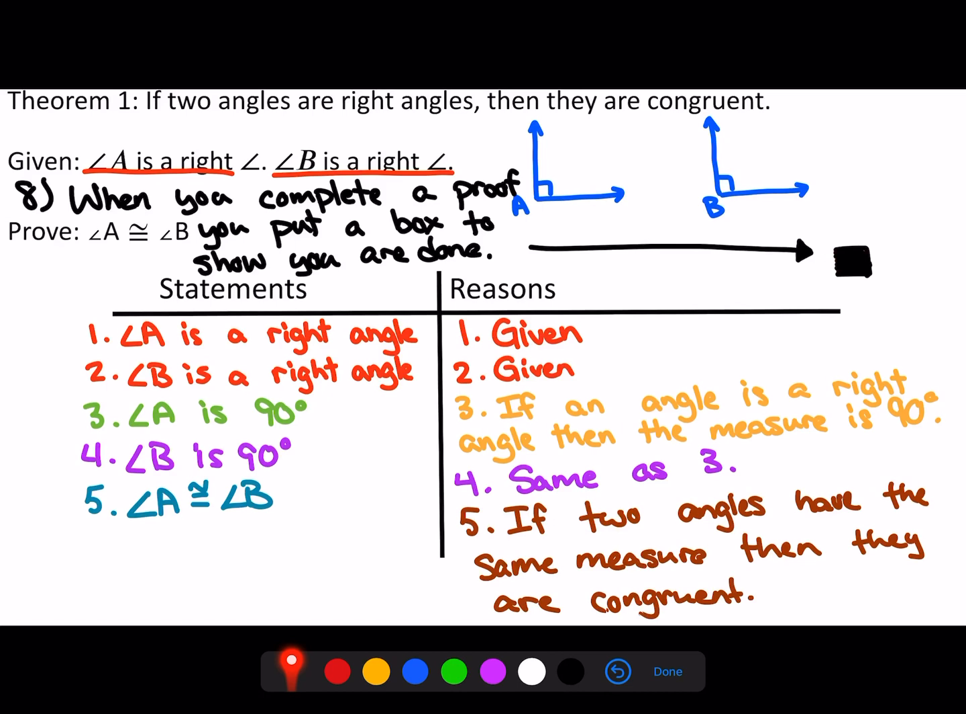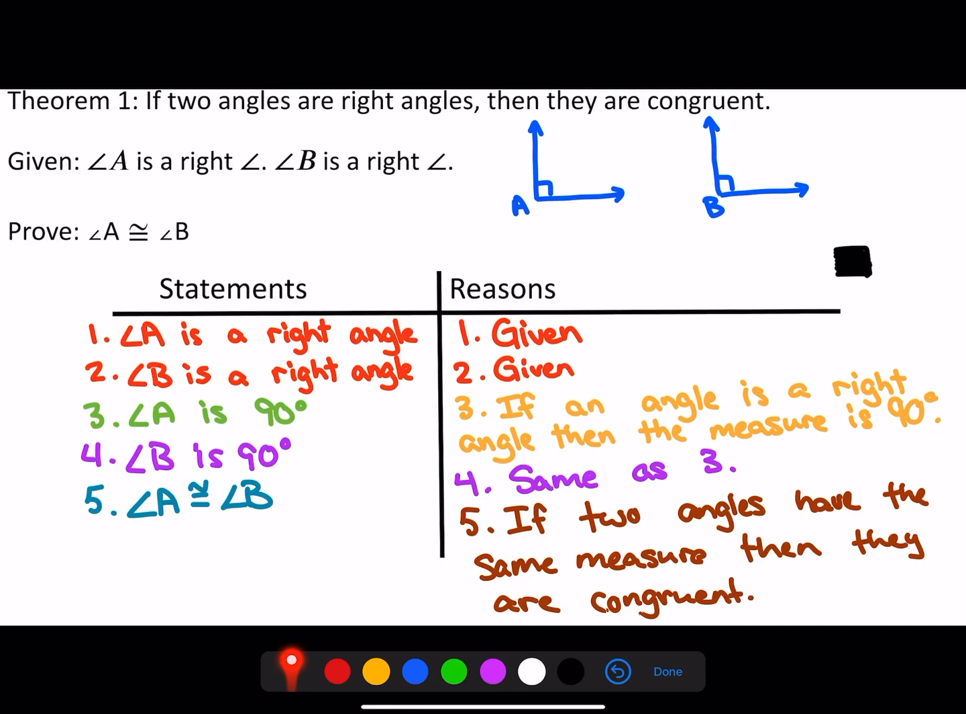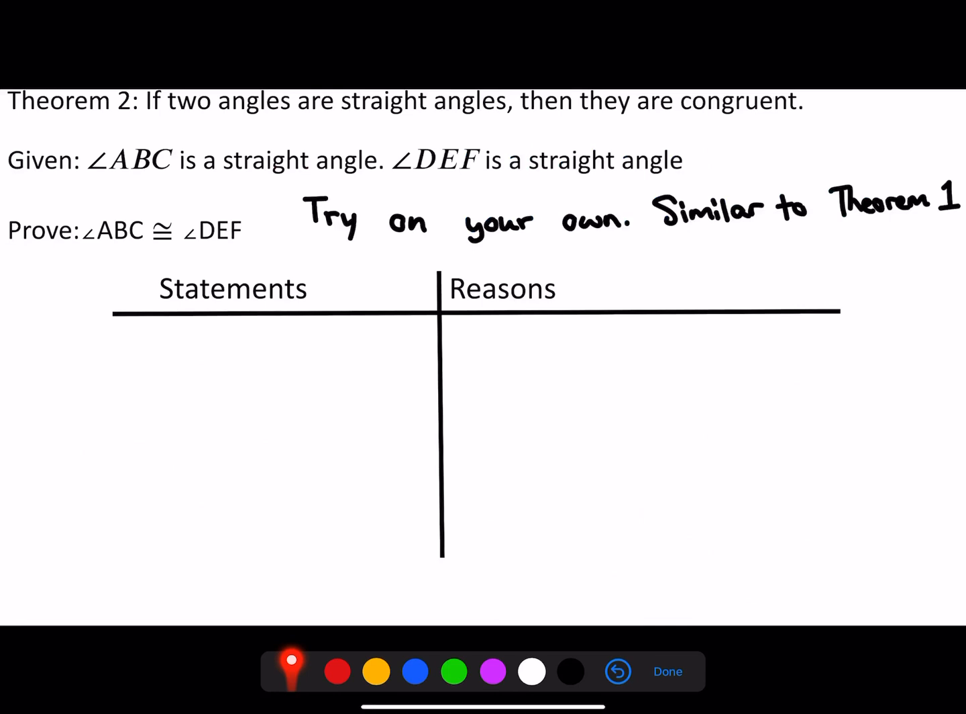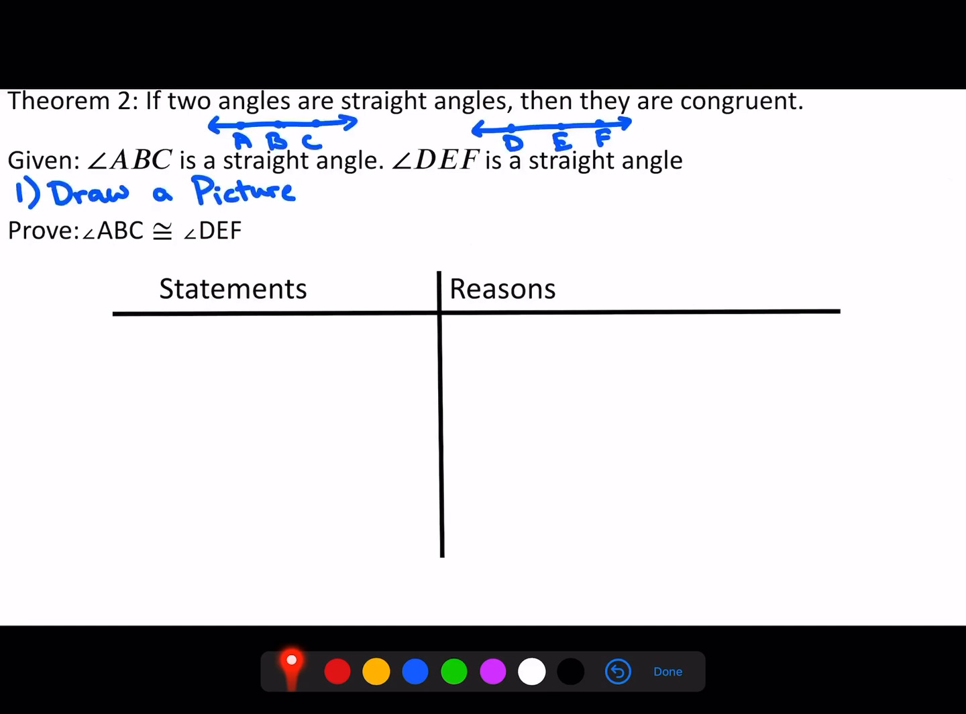All right, next up, we're going to do the same exact thing, yet this time we're going to be dealing with straight angles. So if you need to pause the video here, go ahead and pause the video, try this one out on your own. All right, so for this one, given angle ABC is a straight angle and angle DEF is a straight angle, we want to prove that ABC is congruent to angle DEF. So again, we start off by drawing a picture.